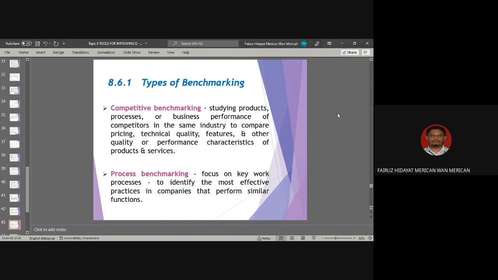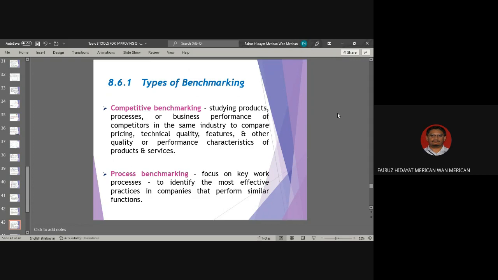So you have these two types of benchmarking, competitive and process. Competitive is where you compare directly with your rivals or competitors in the same industry. If you are producing smartphones, then you compare yourself with other companies producing smartphones. You compare your products with their products, your processes with their processes, your business performance with their business performance, and if they are better in certain parts, then you try to determine what they are doing that makes them better in, for example, business performance. And then you try to apply that to your own company.